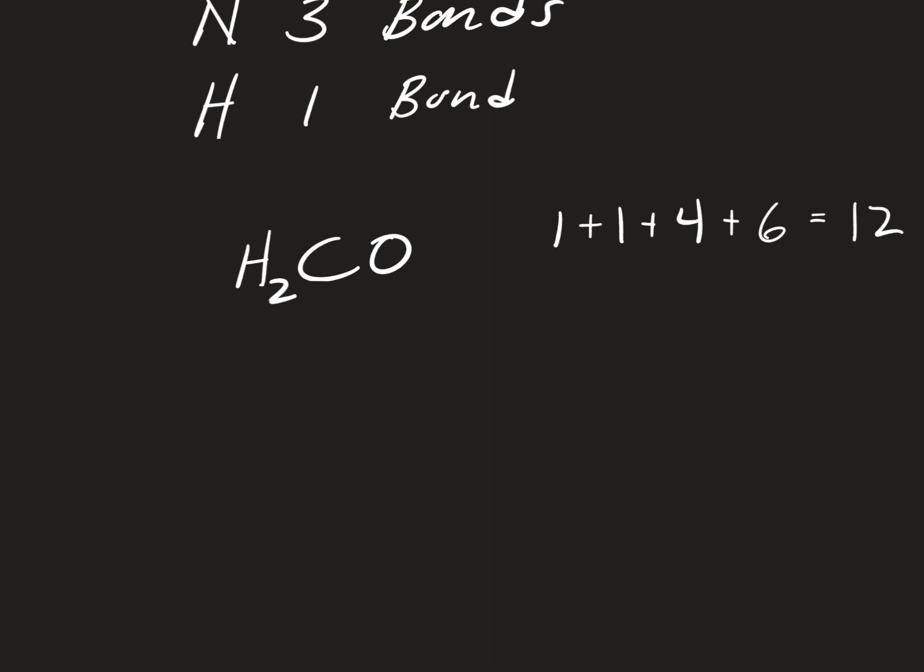Let's put together a skeleton structure now. I've got a carbon, I'm going to put it in the middle. I've got carbon connected to oxygen, and hydrogen connected to carbon, hydrogen connected to carbon. Okay, but looking at this, this can't be the final answer. We can't have just 6 valence electrons around carbon. That's impossible. So let's take a look at what we could do here.